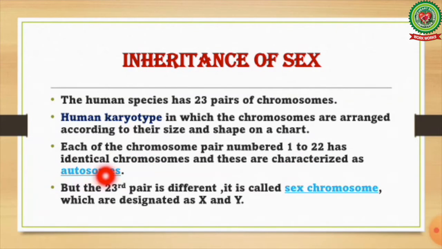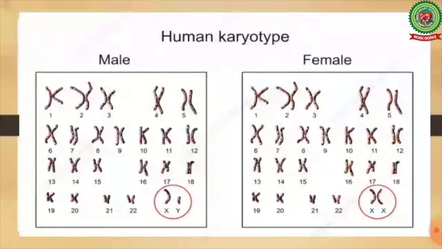But the 23rd pair is different. It is called sex chromosome, which are designated as X and Y. In this image, we can see human karyotype. Chromosomes numbered 1 to 22 are similar in structure and in size, and only the 23rd pair is different. In males, it is X and Y, and in females, it is X and X chromosome.